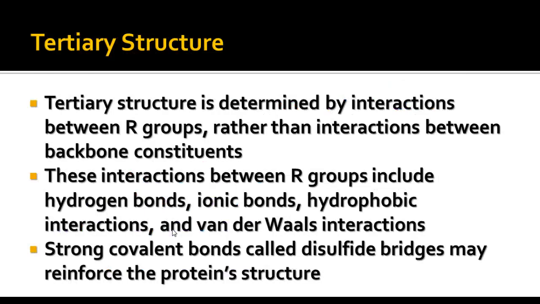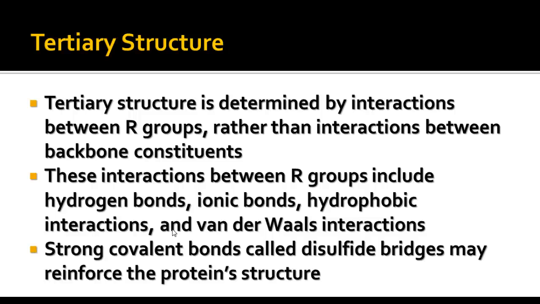The tertiary structure is caused by interactions between the R groups rather than the backbone. And so you can have a lot of different kinds of interactions like hydrogen bonds, ionic bonding, hydrophobic interactions, van der Waals interactions. Sometimes there are polar parts of these side groups that repel each other or are attracted to each other, and all of those things can cause variations in the shape.